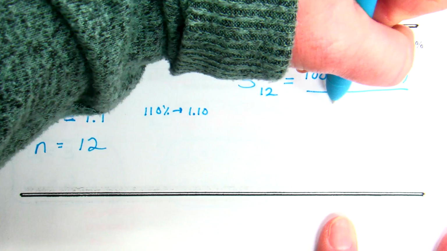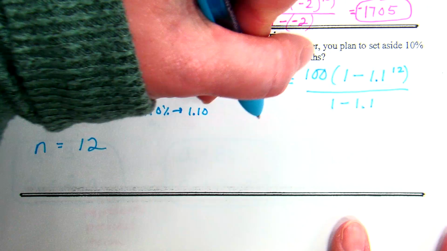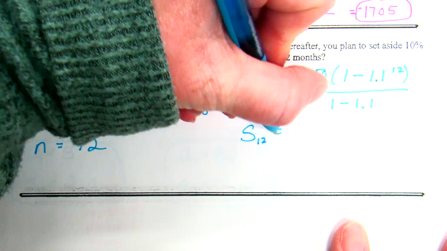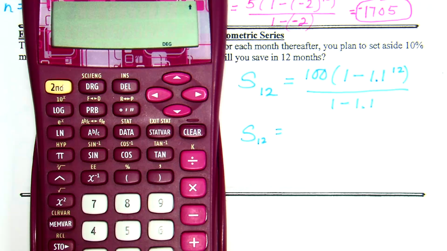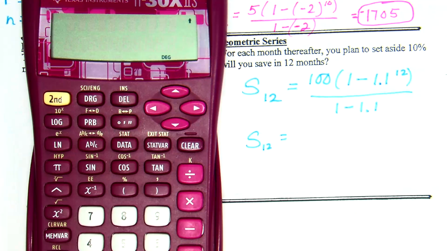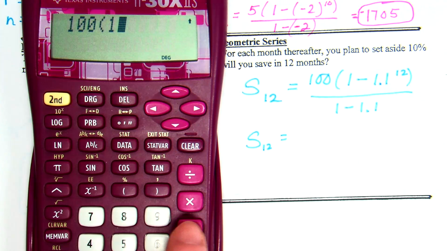Okay. You can start with your parentheses. You can get that answer. You can multiply by 100. And then you can divide by 1 minus 1.1. If I want to get fancy, I can enter this all in my calculator at once. 100 times parentheses 1 minus 1.1 raised to the 12th in that parentheses. I could go ahead and hit divide. And then if you haven't already done the subtraction, in other words, if it's more than one term, I'm going to put parentheses 1 minus 1.1 in parentheses.